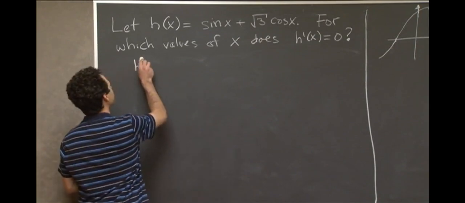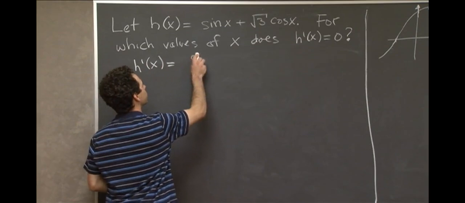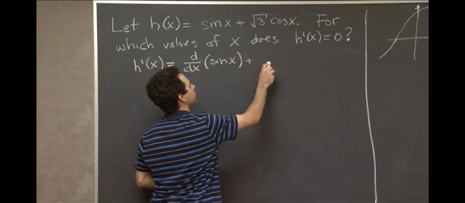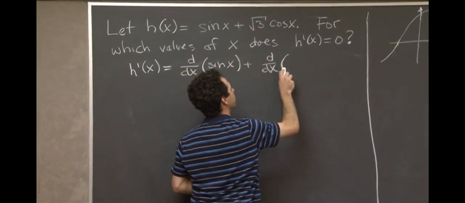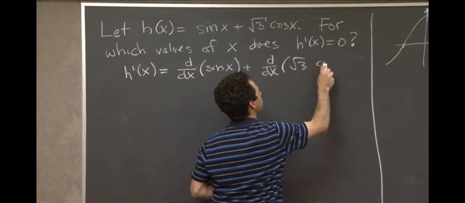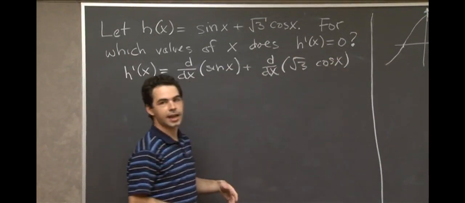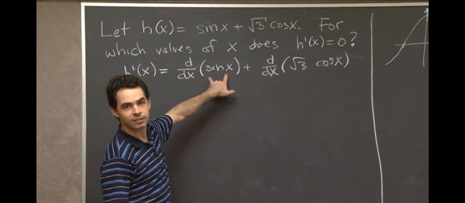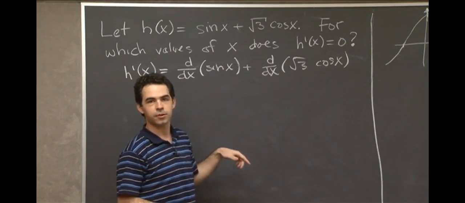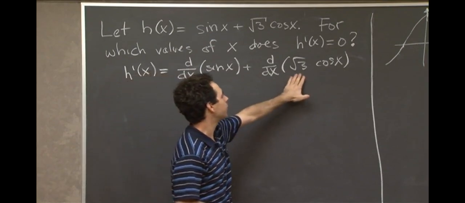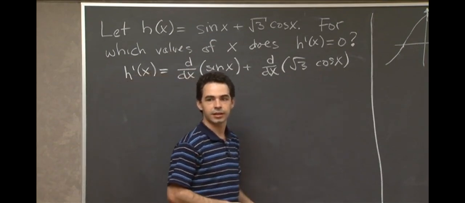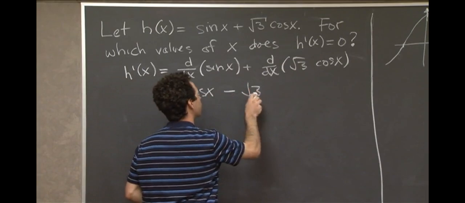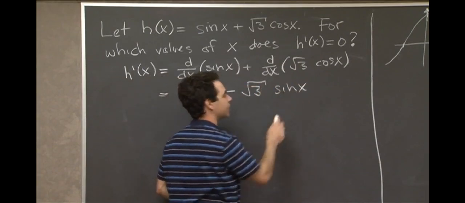So we have that h prime of x is equal to d over dx of sine x plus d over dx of square root of 3 times cosine x. Now, we learned last time in lecture that the derivative of sine x is cosine of x, and the derivative of cosine of x is minus sine x. Here we have a constant multiple, but by the constant multiple rule, that just gets pulled out. So this is equal to cosine x minus square root of 3 times sine x.